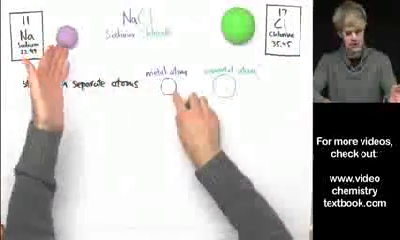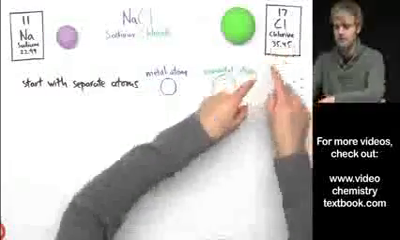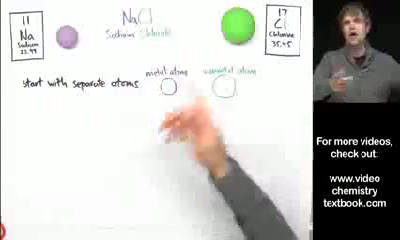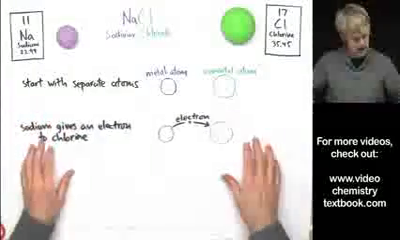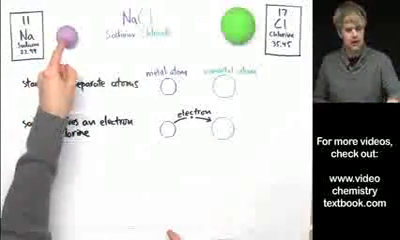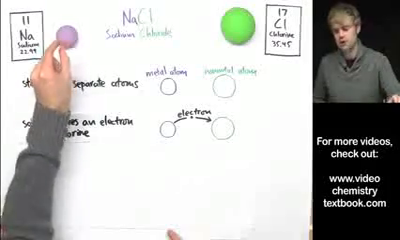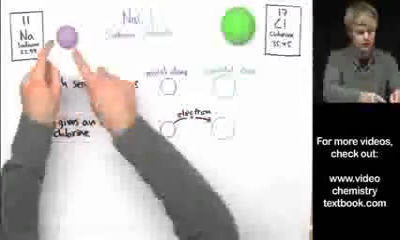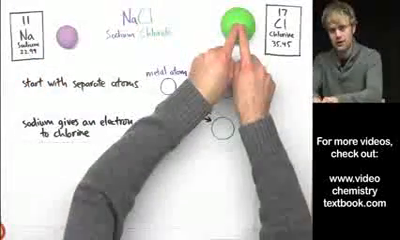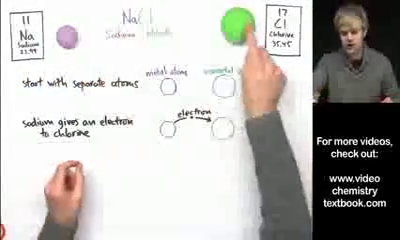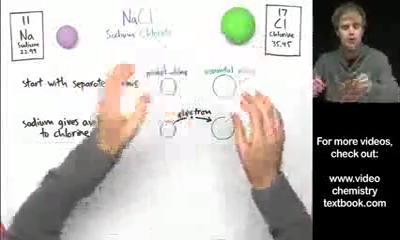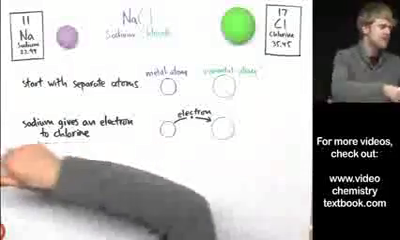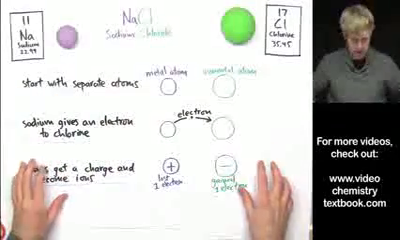We have the metal atom, the sodium, here, and the non-metal atom, the chlorine, over here. The first thing that happens on the road to an ionic bond is that the sodium atom gives one of its electrons to the chlorine atom. Here's the electron moving between the two of them from the sodium to the chlorine. This electron moving will change the charges of these two atoms. That's what happens in the next step.